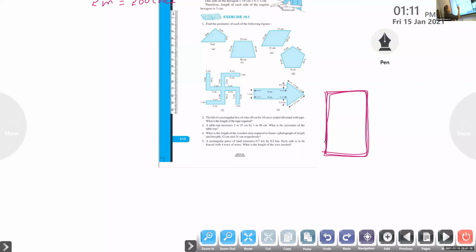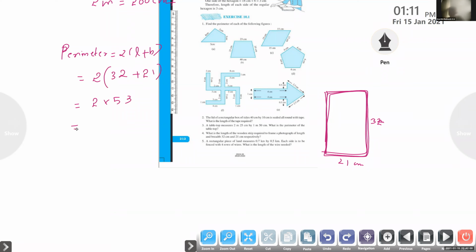Okay. And the picture's length and breadth is 32 and 21 centimeter respectively. So we have to find the perimeter. Perimeter equals, again the formula 2 into (L plus B), length plus breadth, that is 2 into (32 plus 21), equal to 2 into 53, that is 106 centimeters. Correct, 106 centimeter.